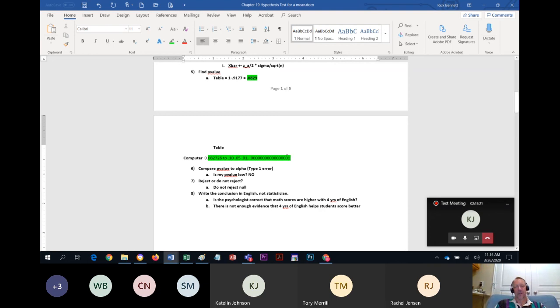So basically, remember that with an alpha of 0.05, you could be wrong 5% of the time. You're willing to be wrong 5% of the time. So it could be that the psychologist was correct and the math scores were higher. You just said there wasn't enough evidence. And so you have a 5% chance of making an error. It could be that there should have been enough evidence that English helps students, but we just didn't find enough evidence. Does that make sense?